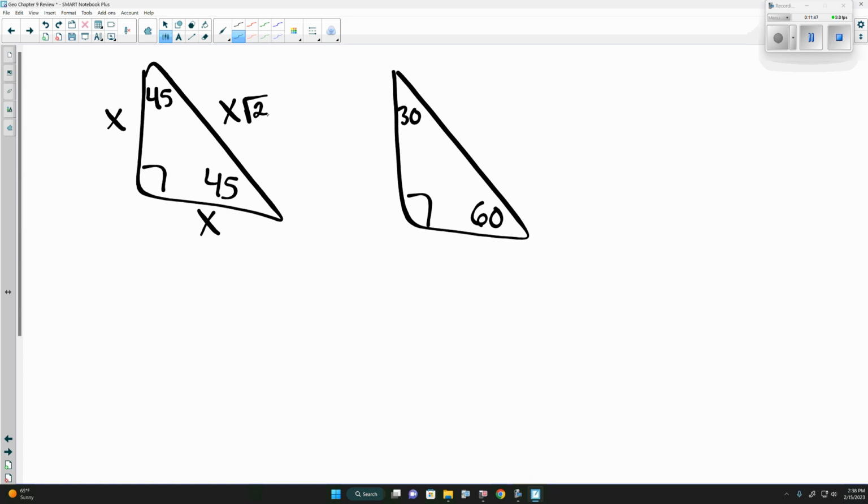So if we're given the hypotenuse in a 45, 45, 90, to get back to the legs, we divide it by what? We divide it by the square root of 2. If we have the leg's length, to get to the hypotenuse, we multiply by the square root of 2.